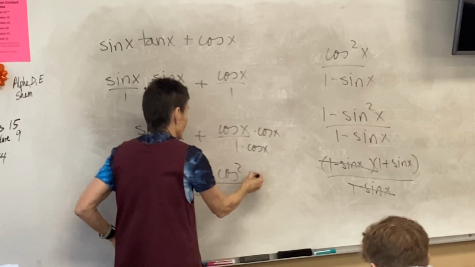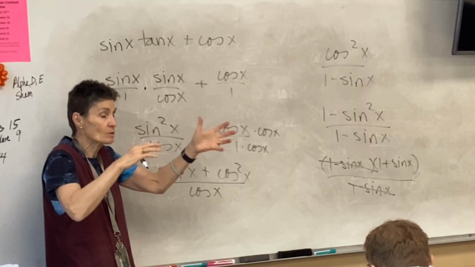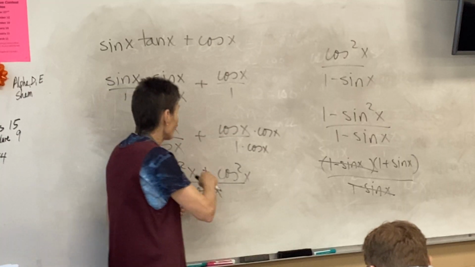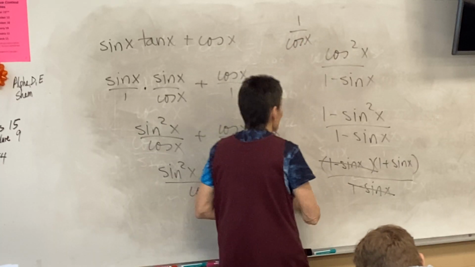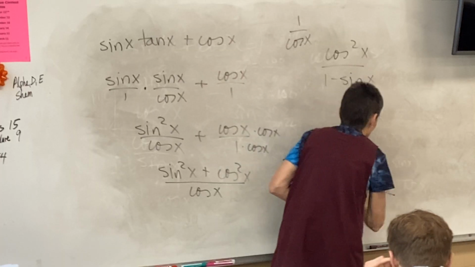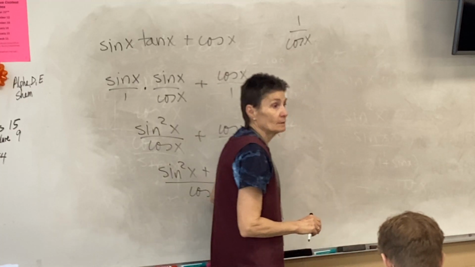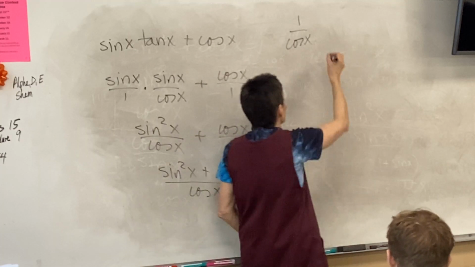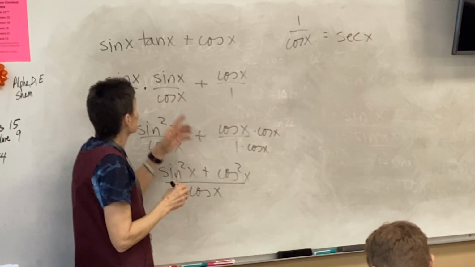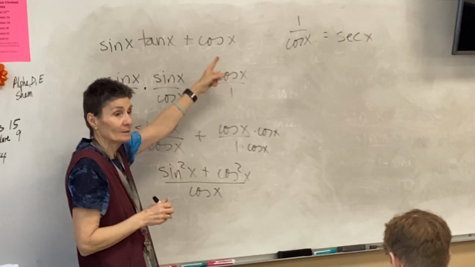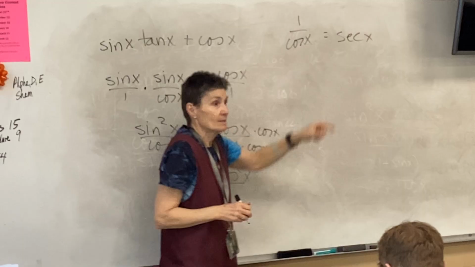Oh my gosh! We're jumping for joy. What is sine squared plus cosine squared? 1. So now I have 1 over cosine. Well, wait a minute. What's 1 over cosine? What's the reciprocal of cosine? Secant. Yeah. The answer to the problem is secant. So who would have imagined that that original problem would boil all the way down and just be secant?